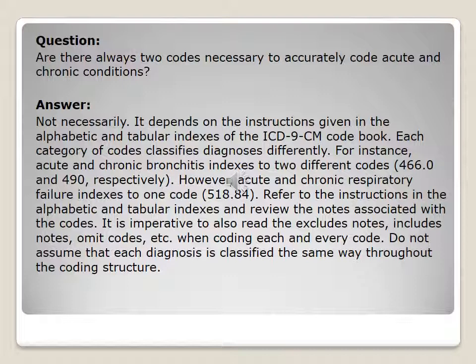Our next question, are there always two codes necessary to accurately code acute and chronic conditions? And our answer, not necessarily. It depends on the instructions given in the alphabetic and tabular indexes of the ICD-9-CM codebook. Each category of codes classifies diagnoses differently. For instance, acute and chronic bronchitis indexes to two different codes, 466.0 and 490 respectively. However, acute and chronic respiratory failure indexes to one code, 518.84.